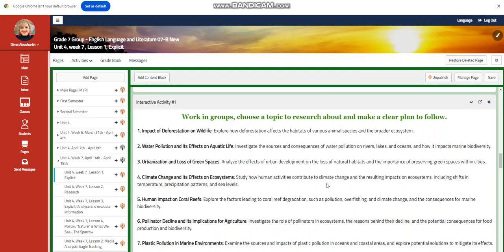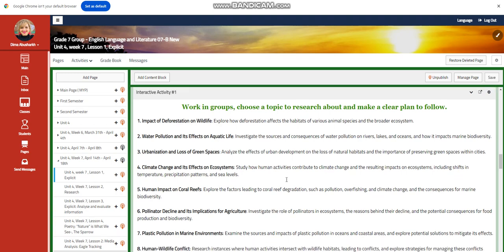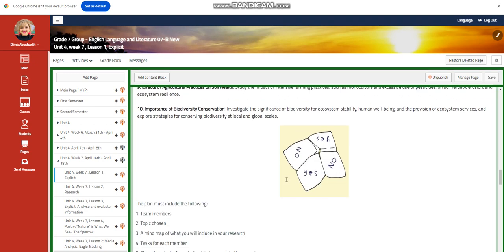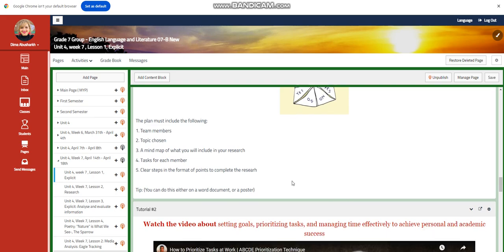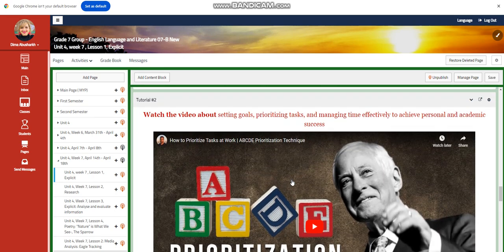Then you're going to work in groups to choose a topic to research about and make a clear plan to follow. Let's say impact of deforestation on wildlife, water pollution, its effect on aquatic life, urbanization, climate change, and so on. This plan must include team members, topic chosen, a mind map of what you will include in your research, tasks for each member, and clear steps in the format of points to complete the research. You can do this either on a Word document or on a poster.